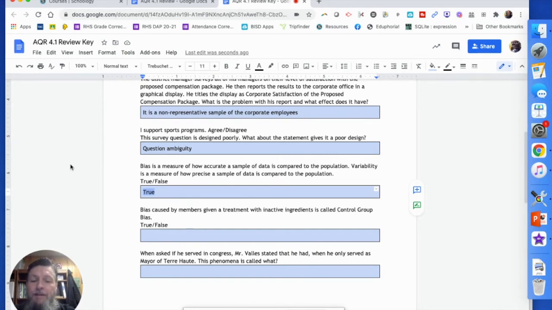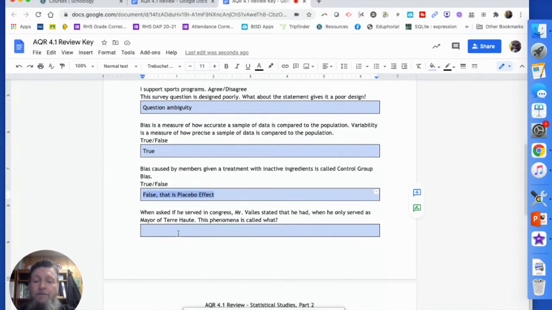Bias caused by members given a treatment with inactive ingredients is called control group bias. Actually, no, that's not true. Anytime someone's given something that doesn't have any kind of effect at all, that's considered a placebo. If a participant of a study is given some kind of treatment with inactive ingredients, that treatment is defined as a placebo. It's not called control group bias. Even though those people are in the control group, it's considered a placebo effect.